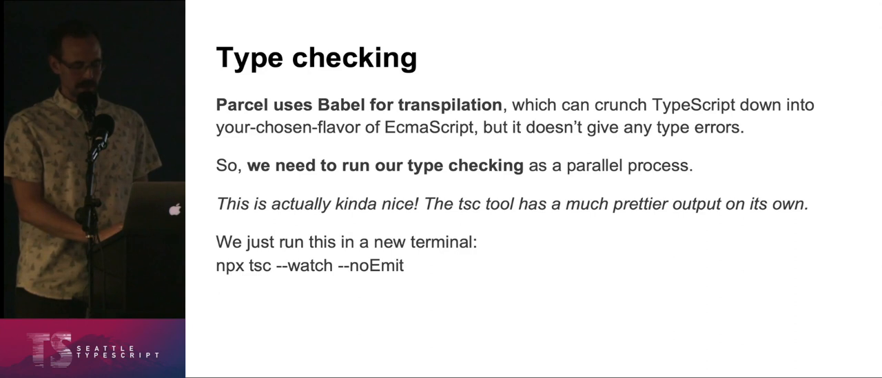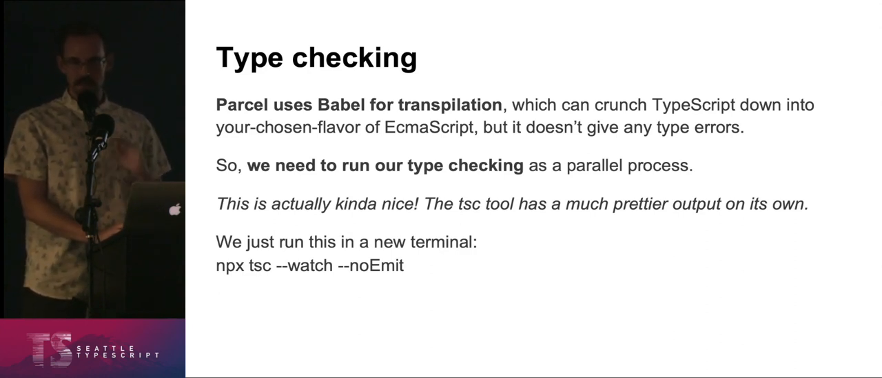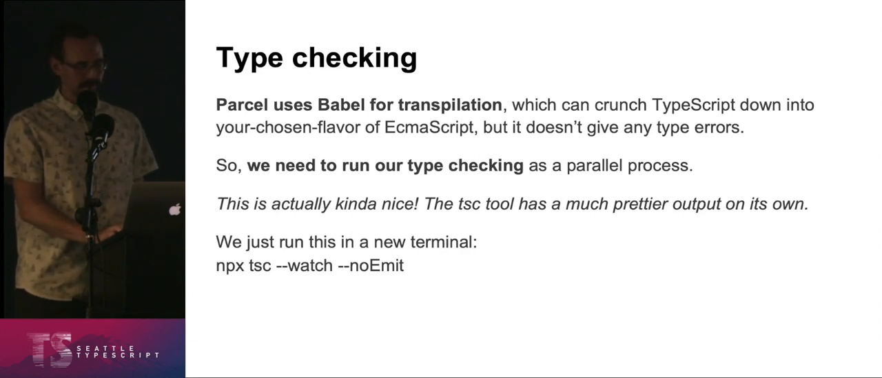So all we have to do to run TypeScript on its own is just npx again, the TSC tool, and then tell it to watch for changes, and don't emit anything. Don't actually compile any code. We just care about the type errors. And then we have type checking.